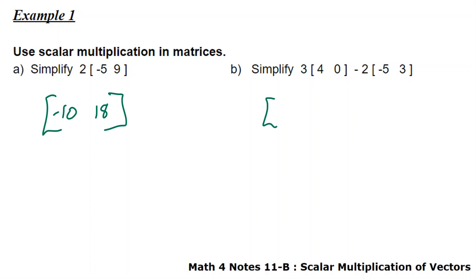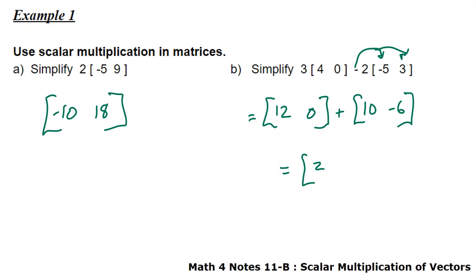Over here, we'll distribute the 3 times the 4, the 3 times the 0, and I'm going to distribute the negative on both of these guys so that I can add when I'm done. -2 times -5, -2 times 3, and then by the time that I add these together, I get 22 on the left, -6 on the right.